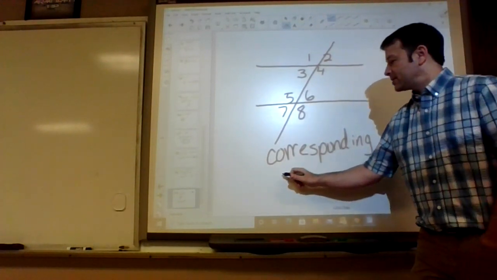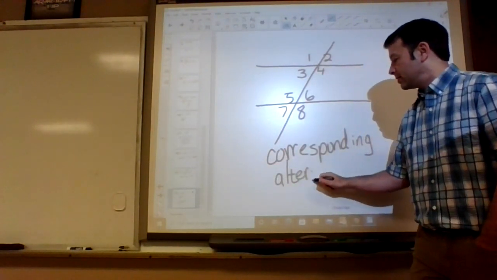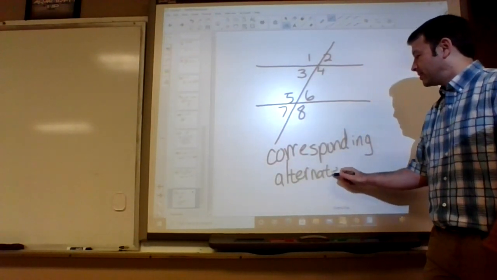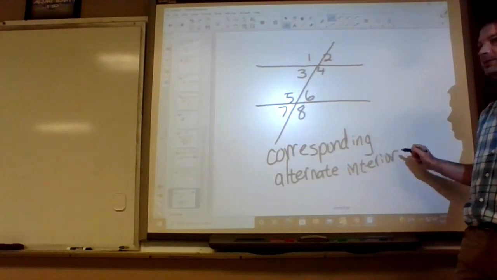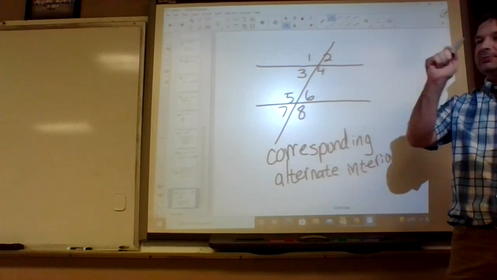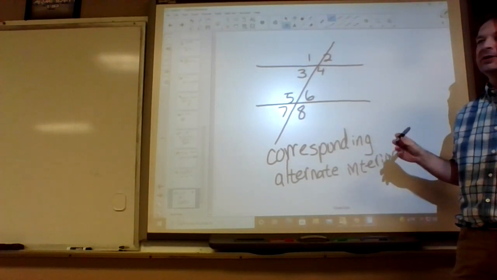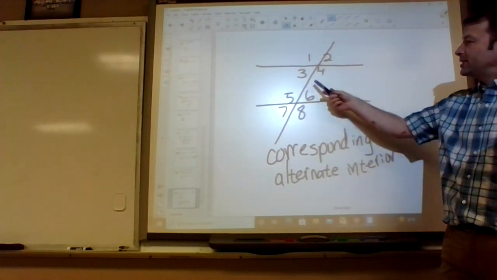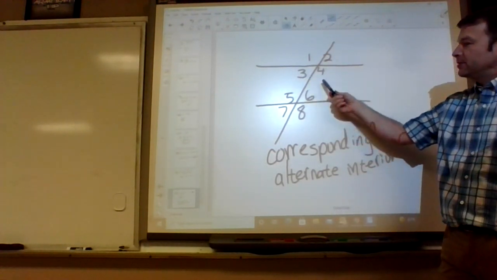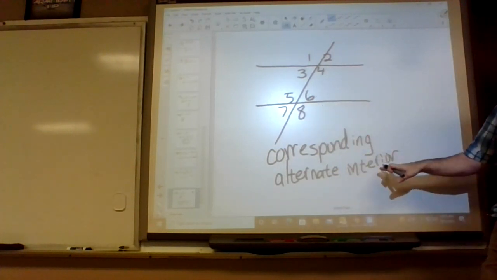Anyway, the next one we talked about was alternate interior. Let's raise our hand on this. Who thinks they know what a pair of alternate interiors for this picture would be? 6 and 4. Okay, Canyon? 6 and 4. No, not 6 and 4. Okay, Archer? 3 and 6. Okay, 4 and 5. 3 and 6, 4 and 5.